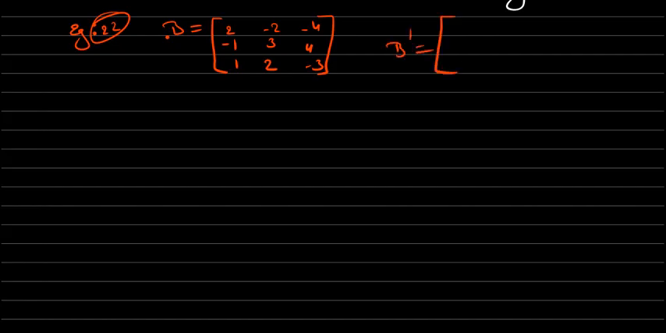Start from here: 2, minus 1, 1. For the second column: minus 2, 3, 2. The third one: minus 4, 4, and it is minus 3.